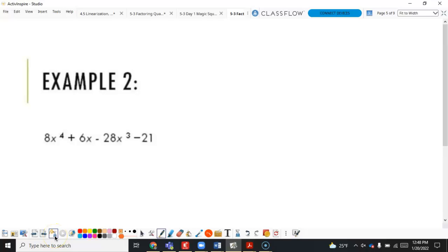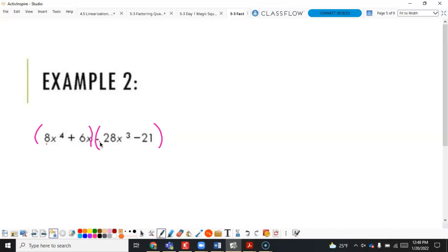So we have 8x to the fourth plus 6x minus 21x squared minus 21. So we could group them to start. Now, when you group them, if one of the terms is negative, a negative needs to go inside the grouping parentheses. So this is the case where that plus a minus aspect kind of comes into play. But that negative needs to be grouped inside my parentheses.